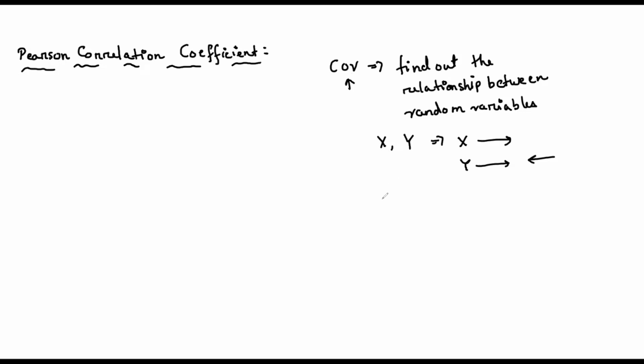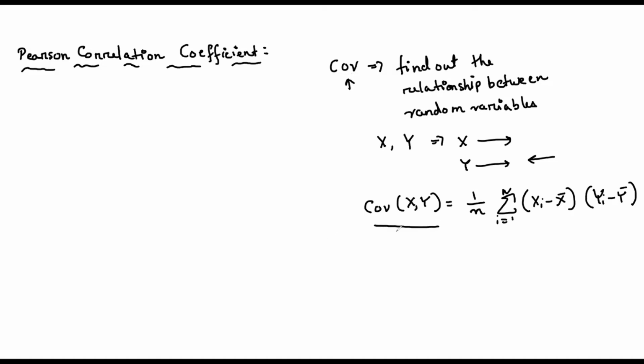Now there was a formula for this, guys. The covariance of x and y, if you might remember, is nothing but 1 by n, summation i equal to 1 to n, of (x_i minus mean of x) into (y_i minus mean of y). This is the way we used to calculate the covariance.